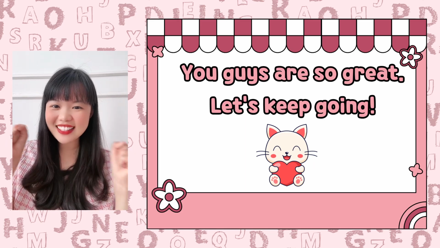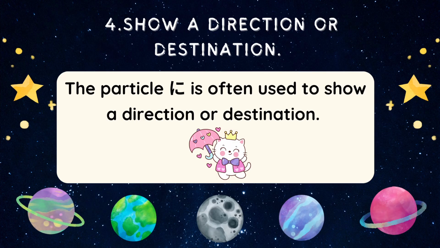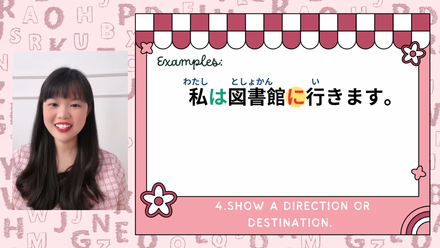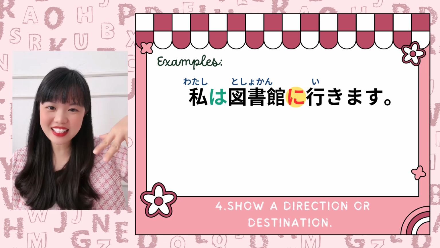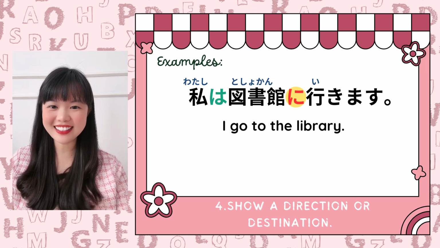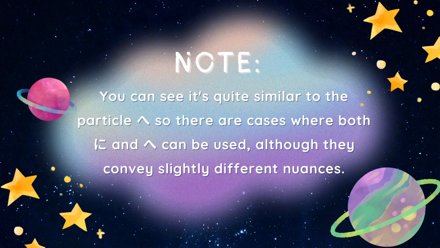Let's keep going. Next, we will explore another way to use the particle ni. It's often used to show a direction or destination. For example, 私は図書館に行きます. I go to the library. You can see it's similar to the particle e, so there are cases where both ni and e can be used, although they convey slightly different nuances.